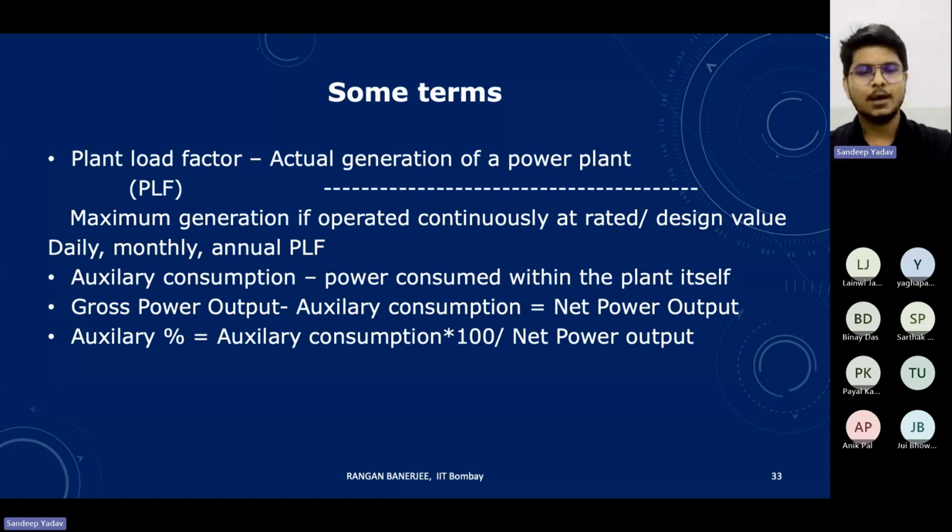Similarly, auxiliary consumption. Auxiliary consumption is the power consumed within the plant itself, like in the operation of pumps or the staff and the other utilities of the plant. That's called the auxiliary consumption. So that's the power consumed within the plant itself. The net power output will be the gross power output subtracted by the auxiliary consumption. And the auxiliary consumption percentage we can calculate as the auxiliary consumption divided by the net power output into 100. So these are the things that will help you solve the numerical problems.